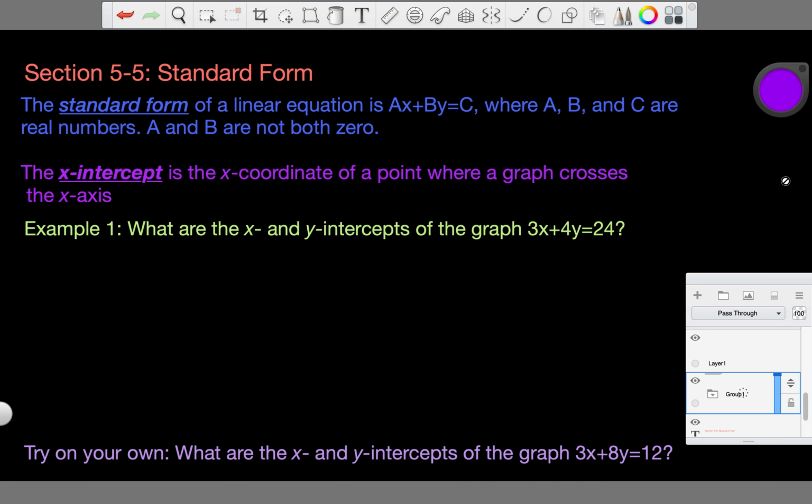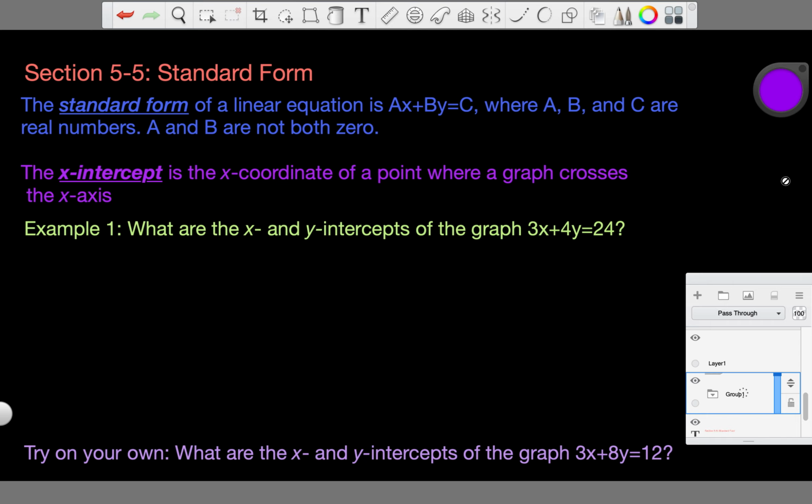Section 5.5, standard form of a linear equation. So you guys can follow along in your notes. The standard form of a linear equation is ax plus by equals c, where a, b, and c are all real numbers, and a and b can't be 0.